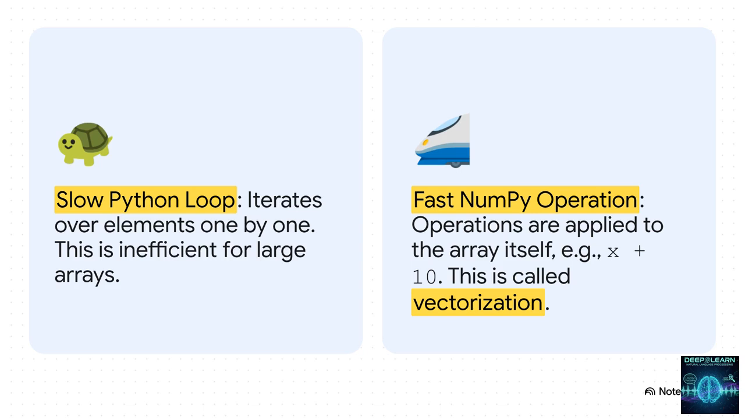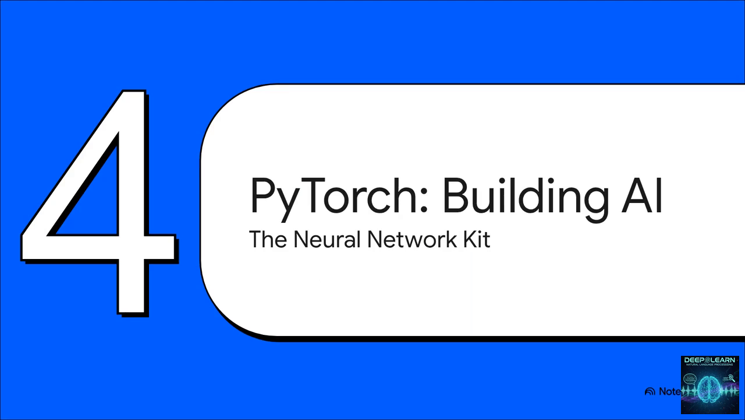The fast way is with NumPy. You just say, take the whole bunch of numbers and add 10. Boom, done. This is called vectorization, and it's ridiculously faster, because NumPy isn't doing it in Python. It's handing the job off to super fast, pre-compiled code that's written in a much lower level language. So now we have lightning fast math.